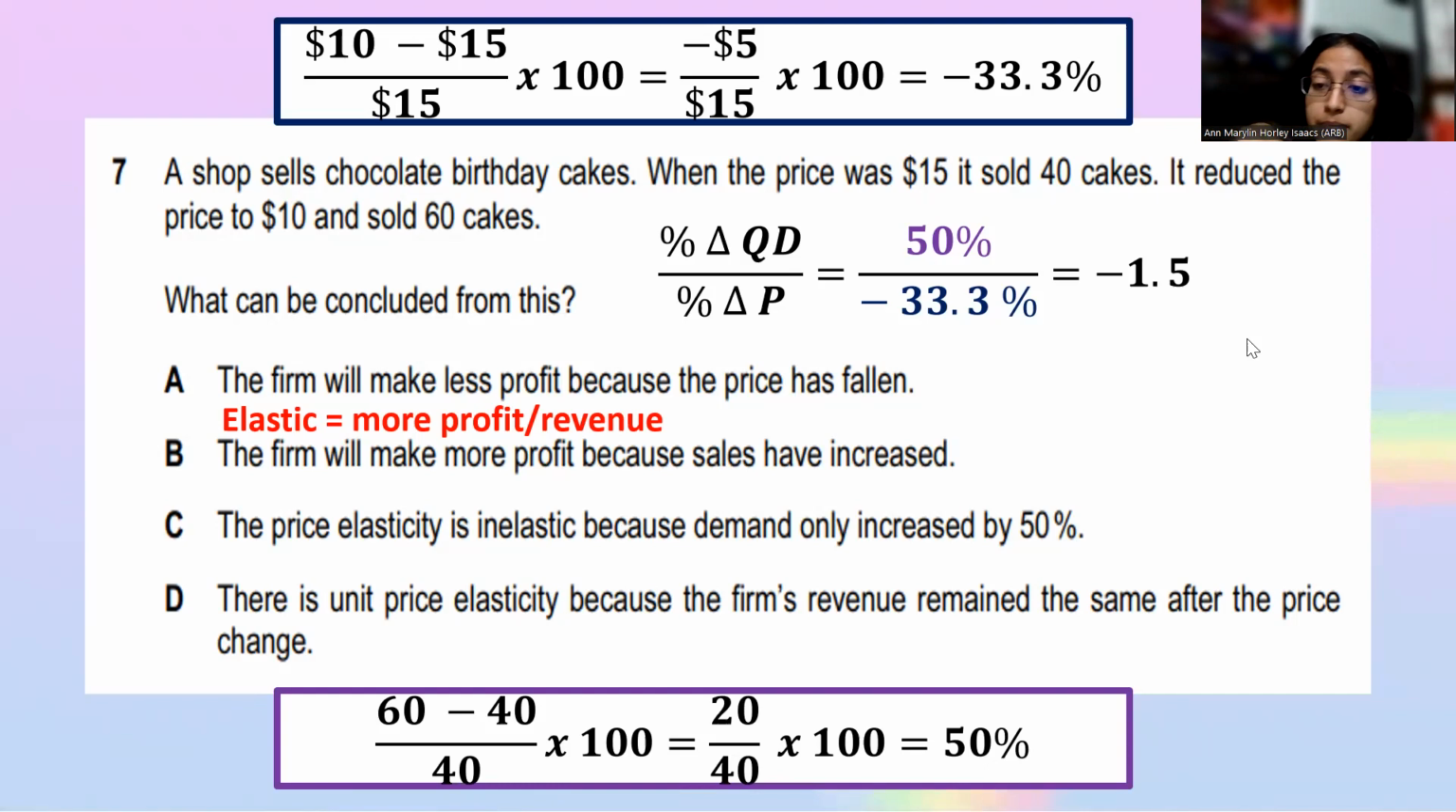Price comes down, more people would buy. So now the price has been discounted, so more people are buying. The negative or positive signage just tells you the relationship between the two factors, which is price and quantity demanded. Okay, so negative 1.5 merely shows that there's an inverse relationship between the two factors, price and quantity demanded.